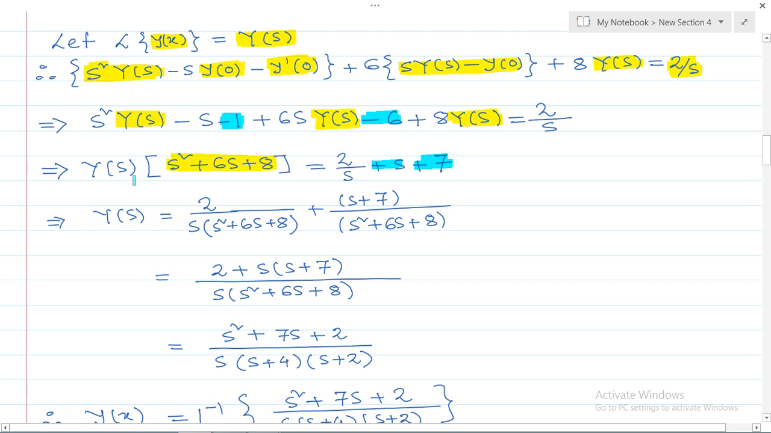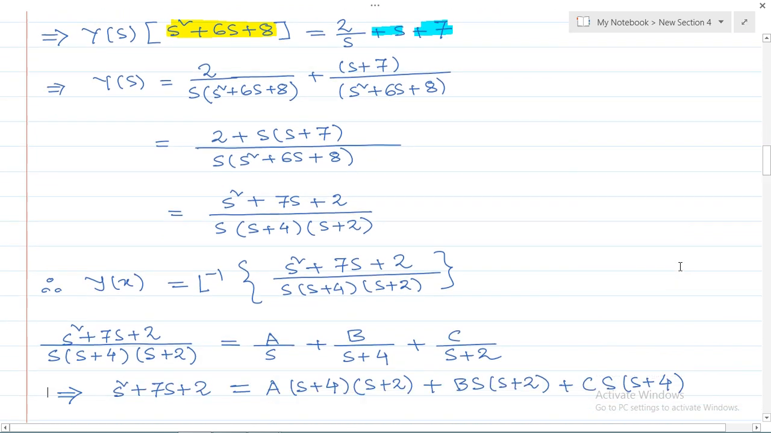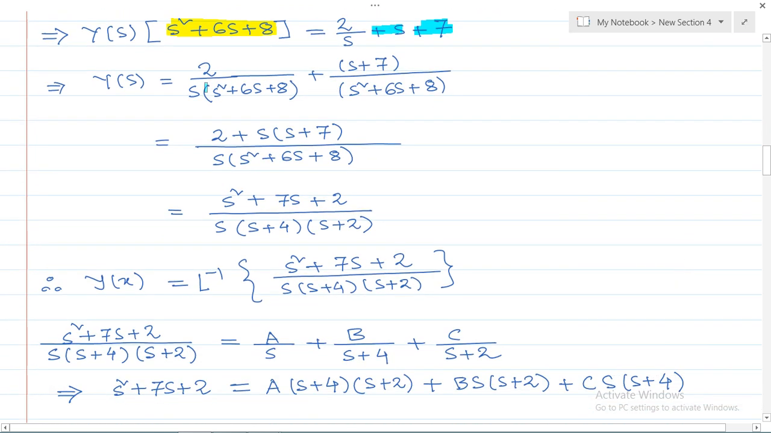So what we will get, capital Ys value, we have to divide the right hand side by s square plus 6s plus 8. So what we are having here, that is 2 upon s, already it was there. So with that term we are having 2 upon s into s square plus 6s plus 8, plus s plus 7 by s square plus 6s plus 8.